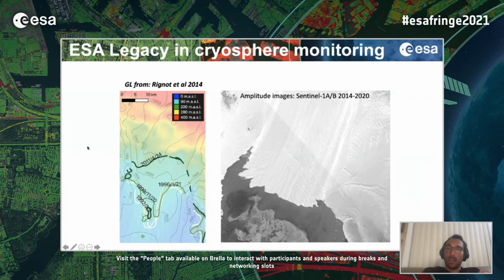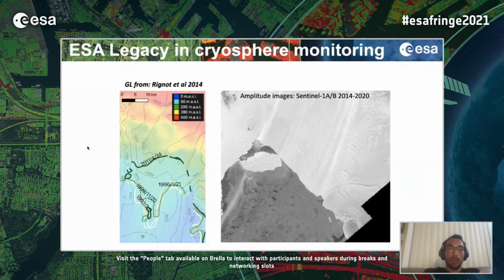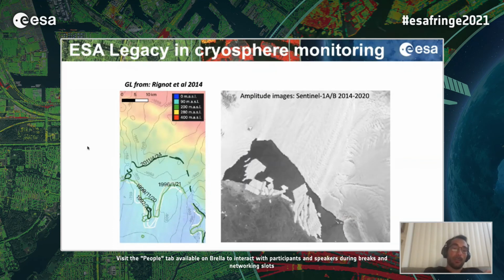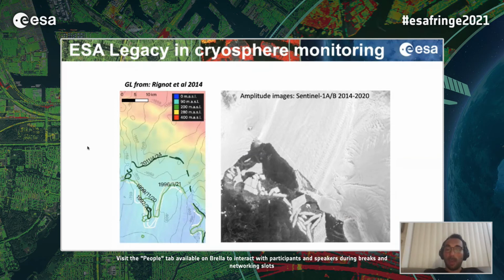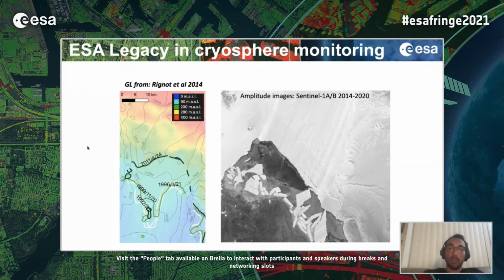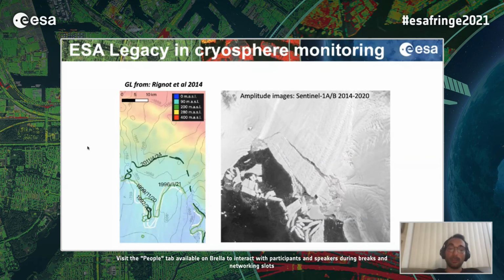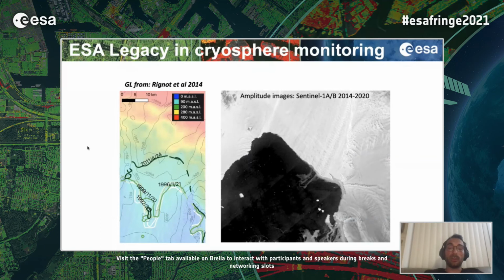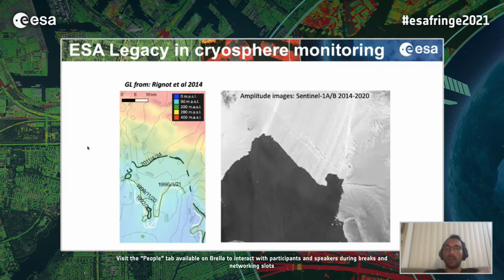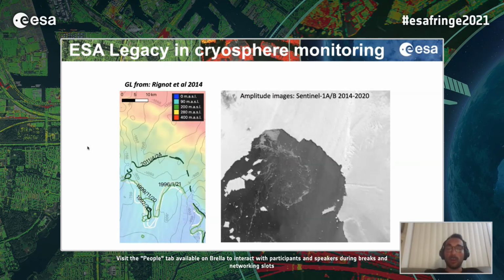ESA built a legacy in terms of mapping the grounding line. For example, for Pine Island Glacier we have grounding lines mapped from 1992 up to 2011. This is very important because it allowed us to map long-term retreats over all the most important glaciers in Antarctica. ERS at the time had a short repeat time compared to Sentinel nowadays. And also right now we can use Sentinel images.